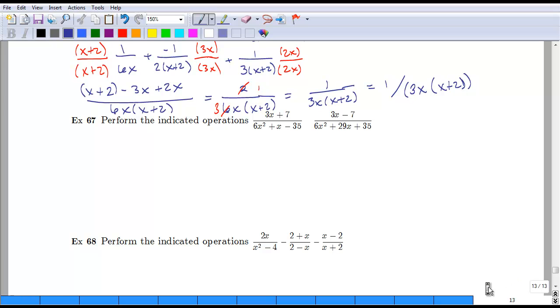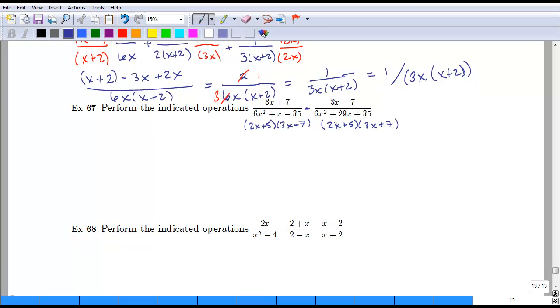So when you work through that one, you should have found that this first one factors to be 2x plus 5, 3x minus 7, which does look a whole lot like the numerator except for that minus sign. And the denominator here factors to be 2x plus 5, 3x plus 7. Again, very similar to the numerator here, but not exactly the same. And so now if we wanted to find our least common denominator, in common they have a 2x plus 5. Then we need those remaining terms, 3x minus 7 and 3x plus 7.